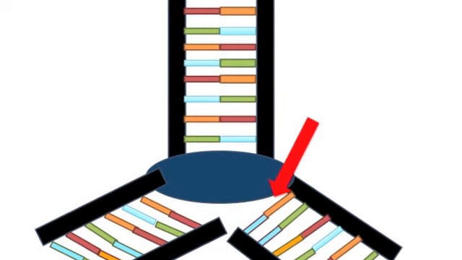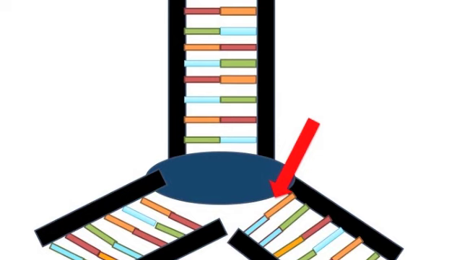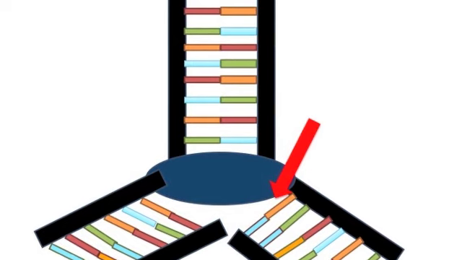Cancer can only occur if the mutations happen within genes that control cell growth and cell division, and therefore it is very important that mutations do not happen.